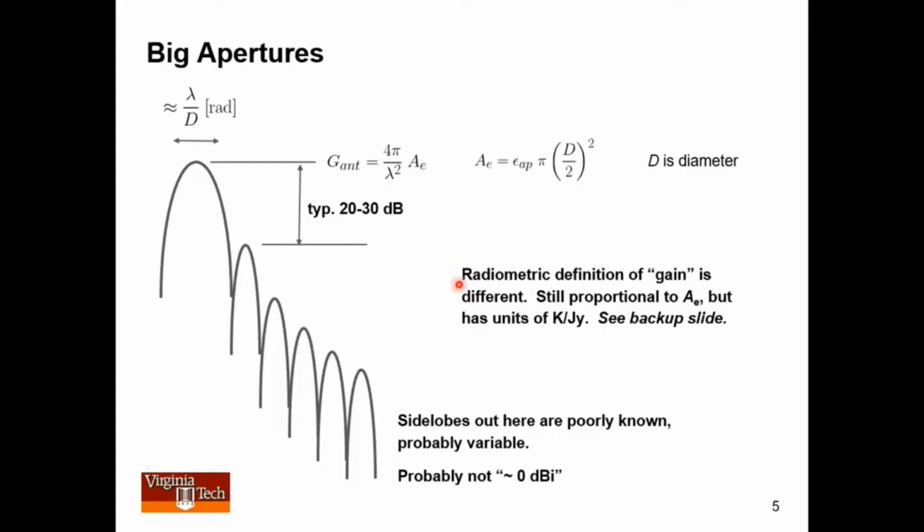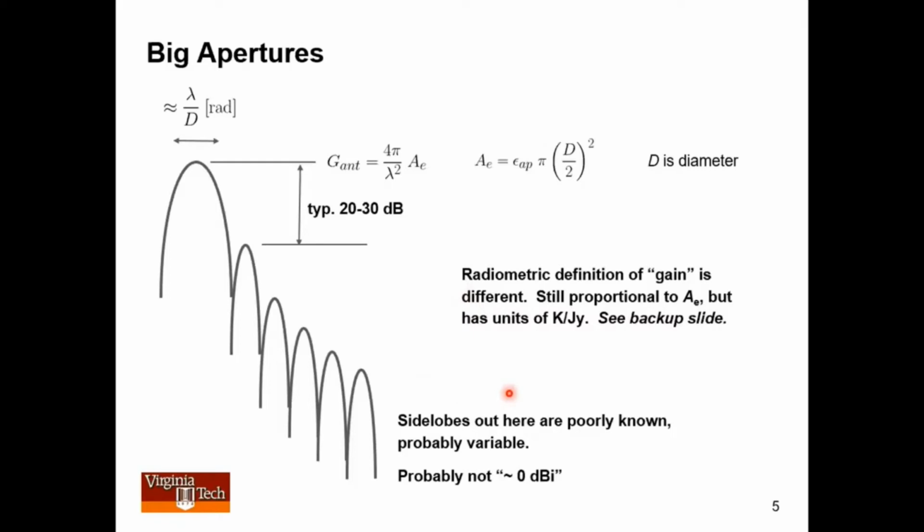I should point out here that the radiometric definition of gain, which astronomers are inclined to use, is actually different. Radiometric gain is still proportional to the collecting area, but has units of Kelvin per Jansky, and this can lead to confusion. I recall the first time I went to Green Bank and getting a tour from a postdoc, and someone asked what the gain of the GBT was, and the postdoc said, it's huge, it's 2. To which I kind of scratched my head and said, well, it's like a dipole? No, it's 2 kelvins per Jansky. 2 kelvins per Jansky is enormous. So just be aware of that.